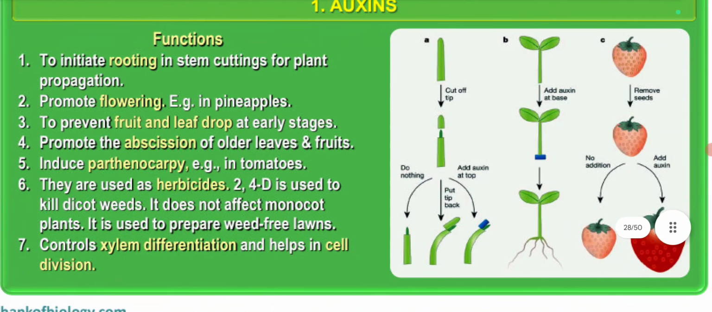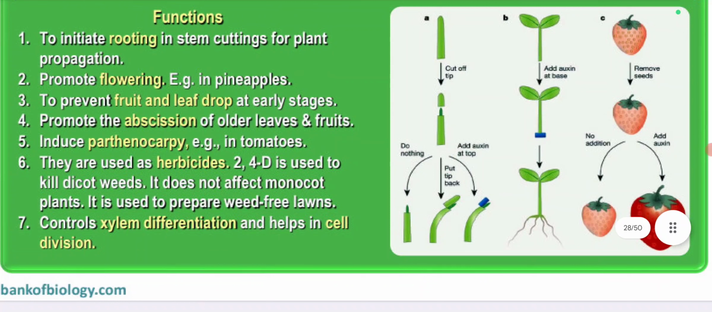Function: they initiate rooting in stem cuttings for plant propagation. If the stem is cut, then they promote the rooting process of the stem. Second, promote flowering, for example in pineapples. Third, to prevent fruit and leaf drop at an early stage. Fourth, promote the abscission of older leaves and fruits. Fifth, induce parthenocarpy, for example in tomatoes.